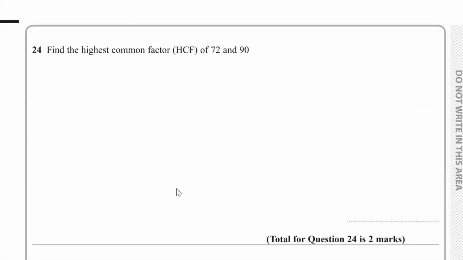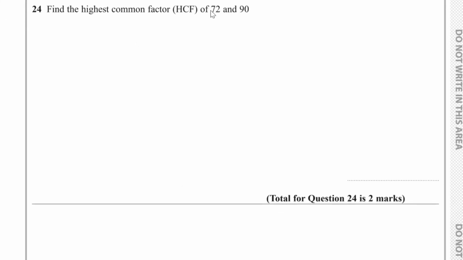Okay. Question number 24, we have to find the highest common factor of 72 and 90. The way I like to do this is I like to split 72 and the 90 into its prime factors. Two numbers which multiply to give 72, one of which is a prime number, we have 2 and 36. 2 is a prime number, 36 isn't, so the 36 we can split up into 2 times by 18. 2 is a prime number, 18 isn't, so the 18 we can further split up into 2 times by 9. 2 is a prime number, 9 isn't, so the 9 we can split up into 3 times by 3.